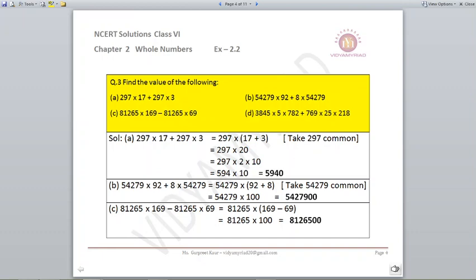Next, C part. 81265 multiplied by 169 minus 81265 multiplied by 69. Take out 81265, multiply, and put into the bracket what is left over in both parts. 169 minus 69, which gives you 100. So your final answer is 8126500.